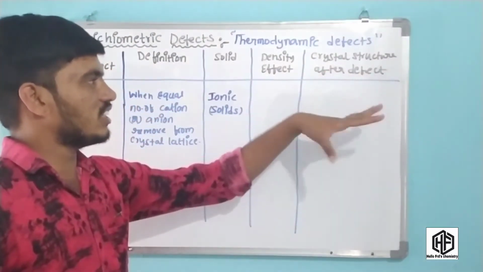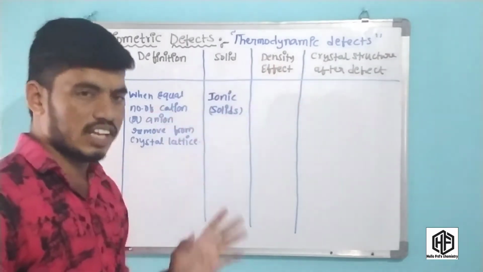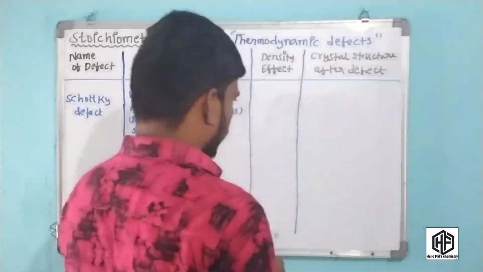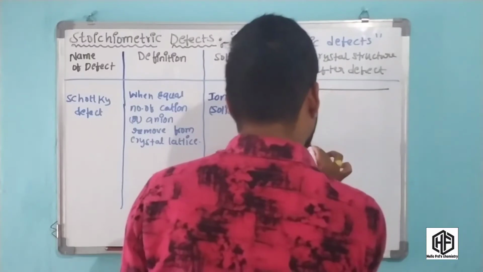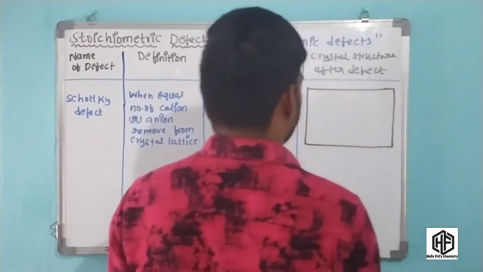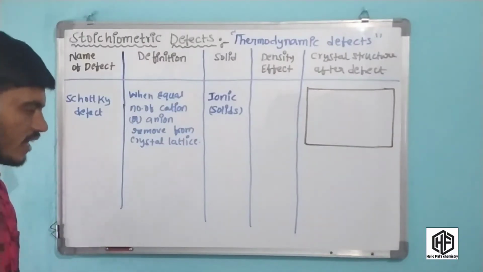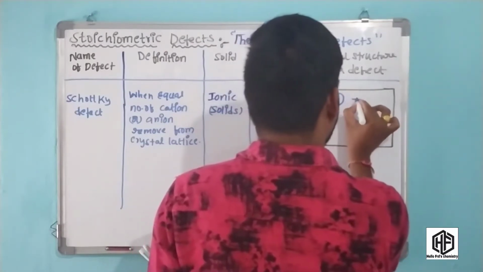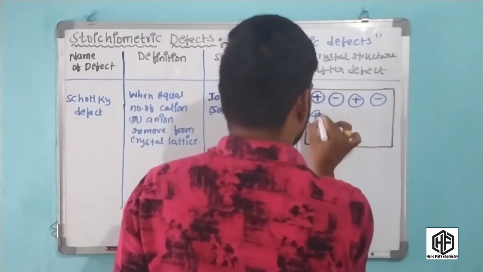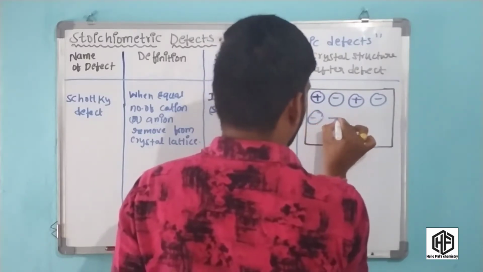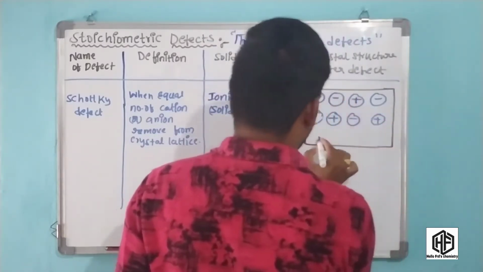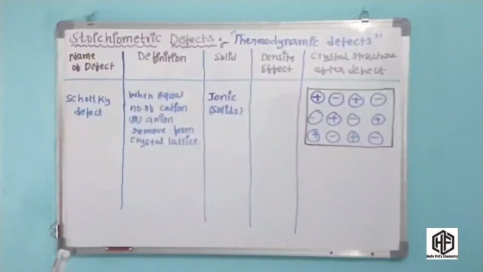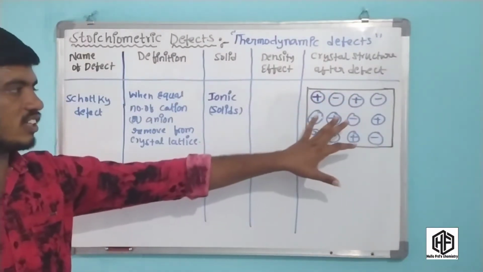I am drawing the crystal structure after the defect. Now we have to understand this density effect. First, I am drawing the crystal structure like this. In the crystal structure, cations and anions are arranged alternately: cation, anion, cation, anion. After the defect, this crystal structure changes.